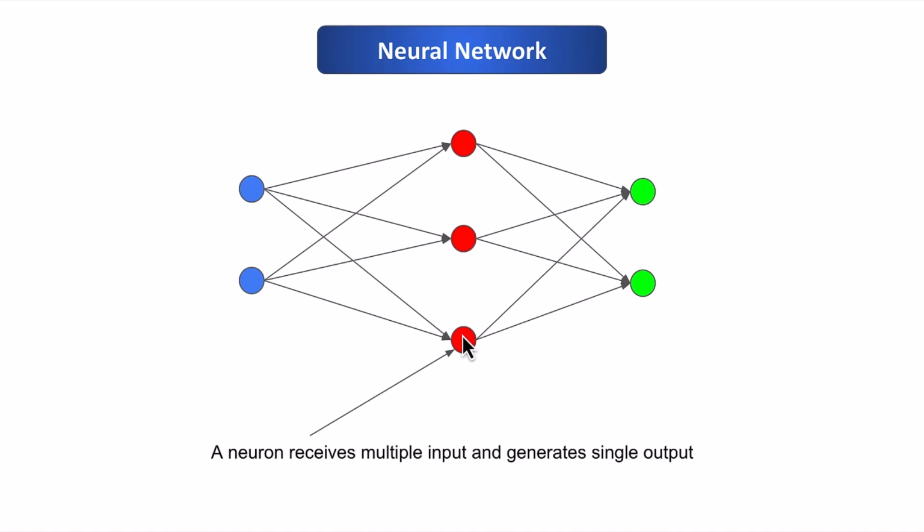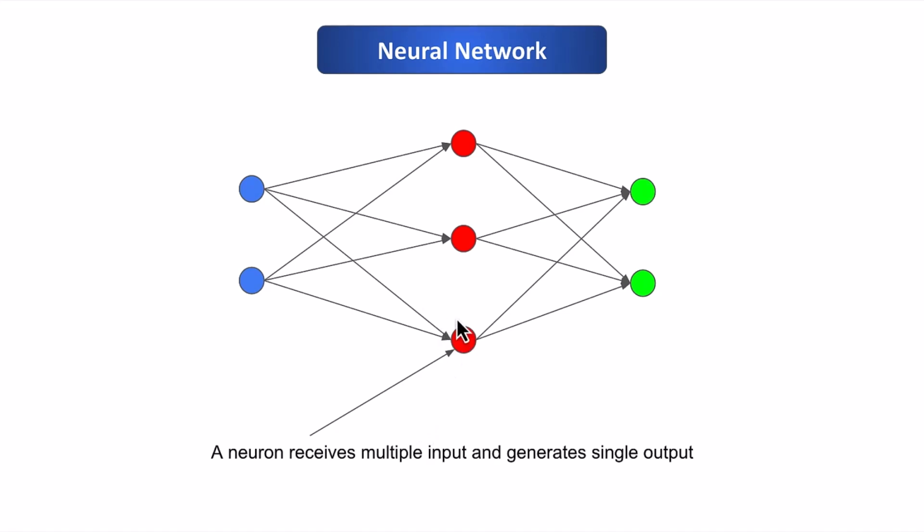There you can see this red circle, so it is representing a neuron, and it is going to take two values as input, which come from these two neurons, and then it is going to calculate a single value which will be the output, and that output will be passed to the next neurons. So the output of this neuron will be passed to this neuron and this one. The output value generated here will be the same for this neuron and also for this neuron. That's why we say that a neuron receives multiple inputs and generates a single output.